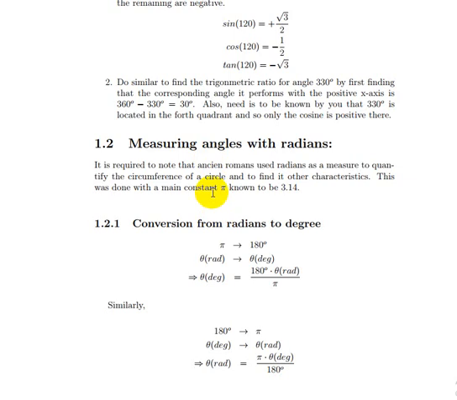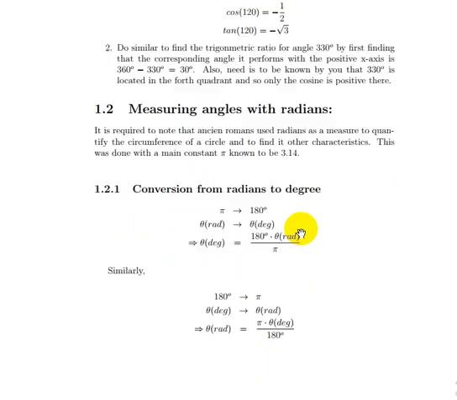In radians, pi, which is equal to 3.14, corresponds to the value of 180 degrees. Again, 2 pi, which is equal to 2 times 3.14, corresponds to the value 360 degrees. Now, in this section, conversion from radian to degree.